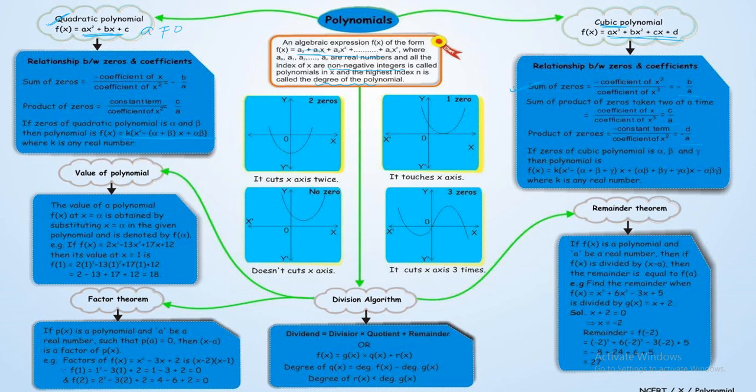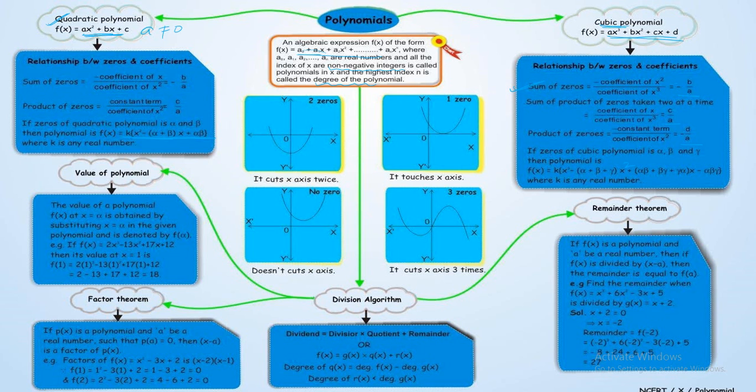And after that, if you know the zeros of the given polynomial, we can simply write down the polynomial as k times of x cube minus of alpha plus beta plus gamma into x square plus alpha beta plus beta gamma plus gamma alpha into x minus alpha beta gamma, where k is any real number, right? Next, by looking at the graph, we can say the number of zeros.